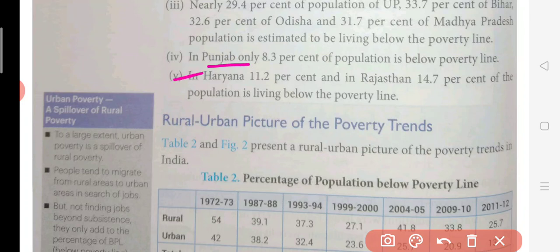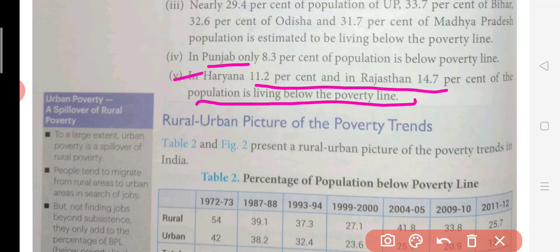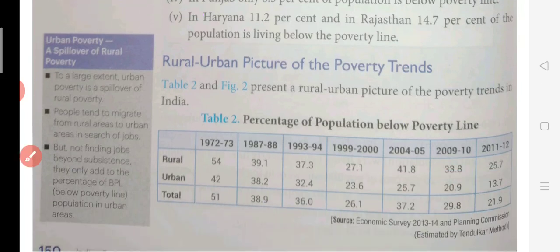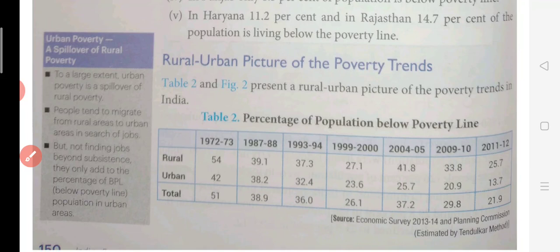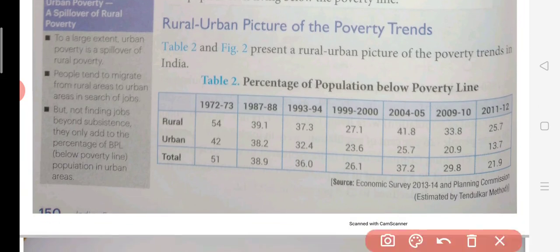Now in Haryana, it is 11.2%. In Rajasthan it's 14.7%. So still these people are living under poverty line, but the number is low in comparison to Chhattisgarh, Odisha, UP, Bihar. So in comparison, the condition is much better in Haryana and Rajasthan. Then the profile of rural and urban poverty trends can be seen over here. So let us look at this rural and urban condition.